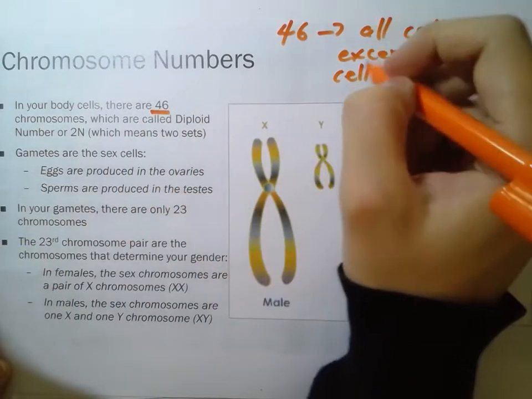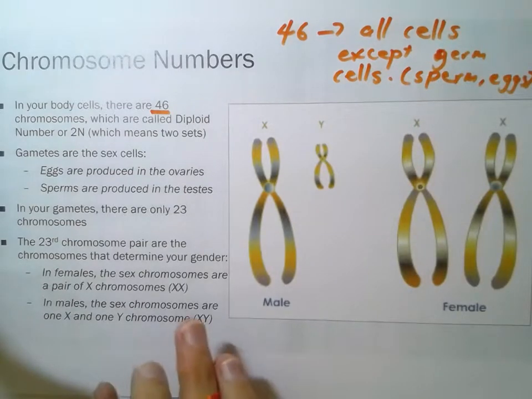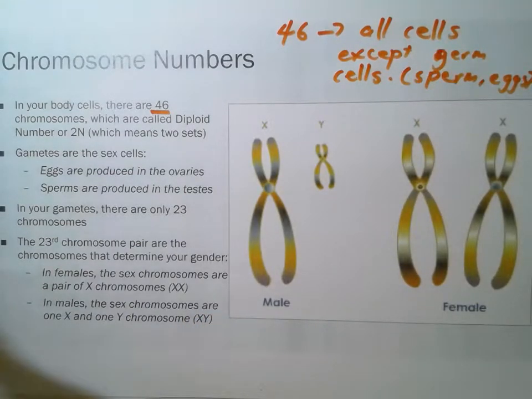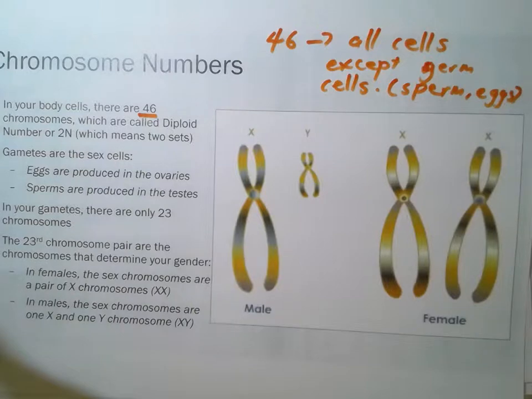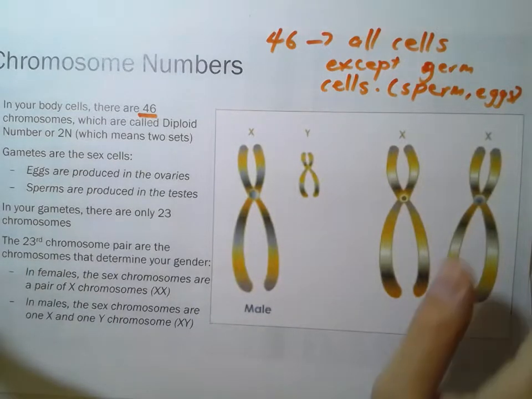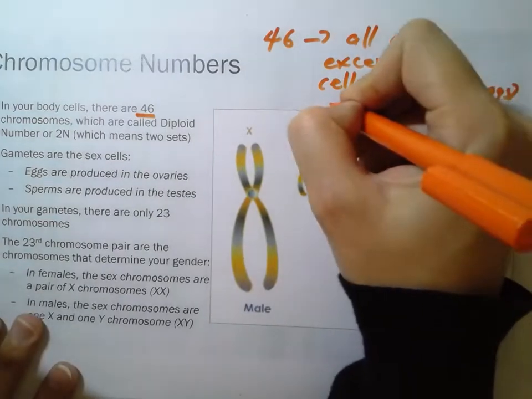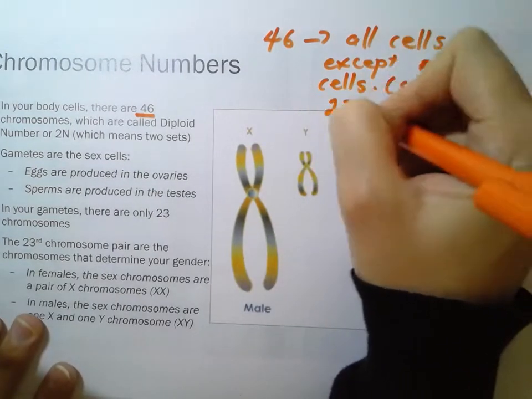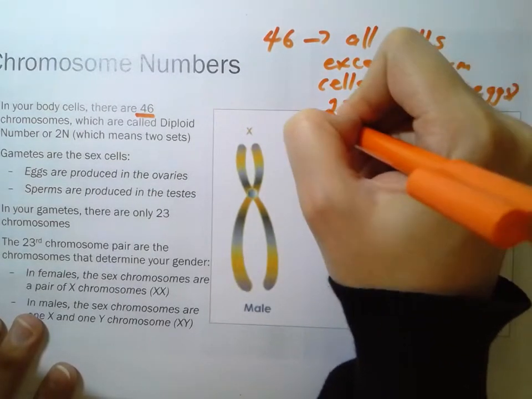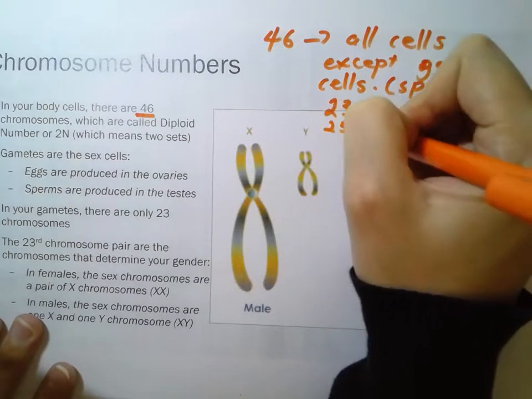And just a quick question. How many chromosomes do we have in our sperm cells and our egg cells? I'll stop the video for a moment. You guys can answer it. So that's right. So we have 23 chromosomes in the sperms and 23 in the eggs.